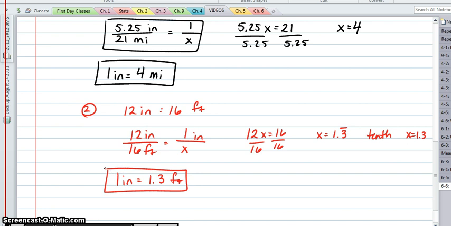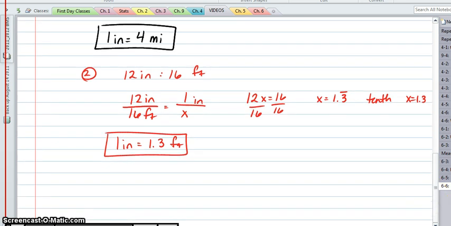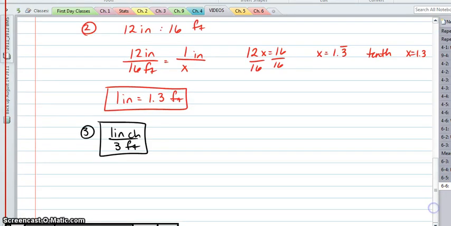Please do number 3 on your own and hit play when you're ready to see the solution. Okay, so with number 3, 1 inch to 3 feet is the solution. To get that, you could start off with 15 over 45 equals 1 over x. Again, use the cross product, and this works out really nicely. So 1 inch to 3 feet. You can use scale to find missing lengths. Here we were just finding the scale.